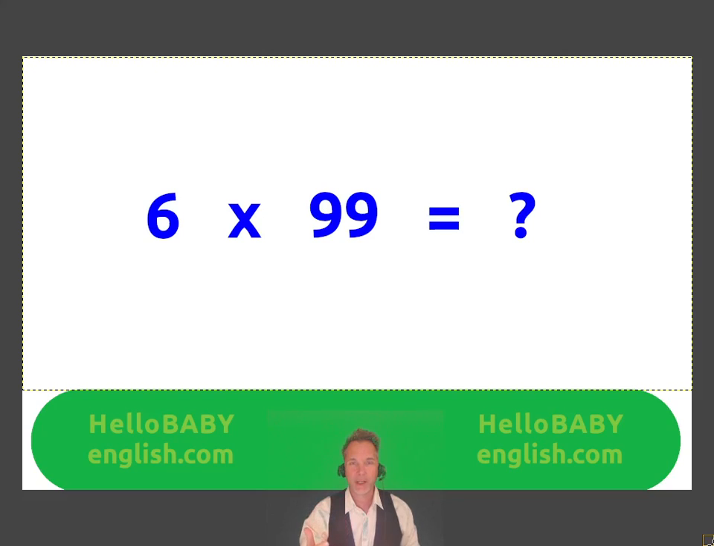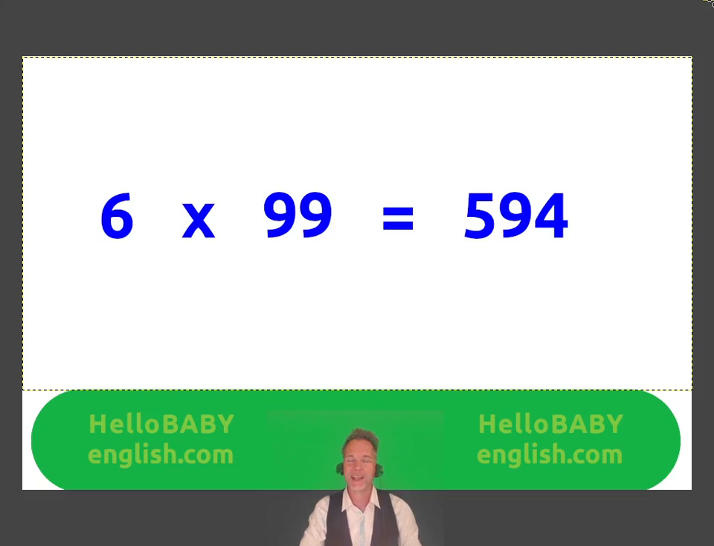6 times 100 is 600 minus 1 times 6, which is 6, equals 594. Yes. 6 times 99 equals 594. Very good.